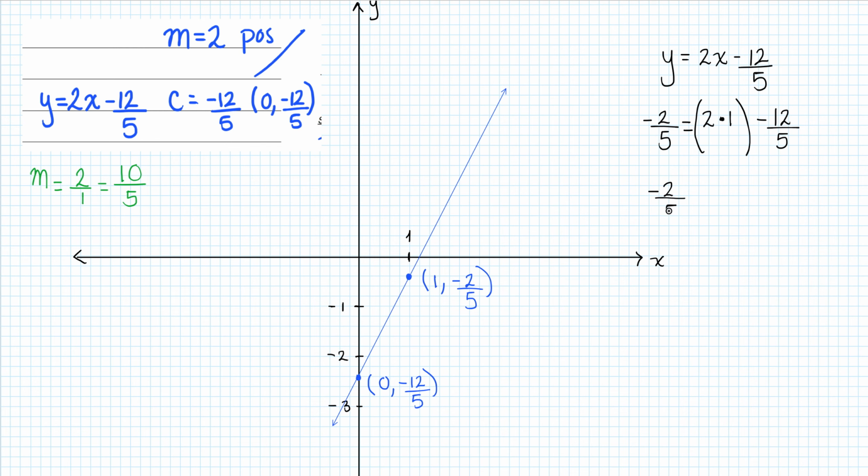Negative 2/5 is equal to 2 take away 12/5. If I find a common denominator, what is going to be the common denominator here? 5, which means that this one has to be multiplied by 5, so it's going to be 10. And what is 10 take away 12/5? So I have on my left hand side negative 2/5 equals 10 take away 12, negative 2/5. And because I have left hand side equal to right hand side, therefore it is true. Make sense? Wonderful, girls. I hope you find this video useful.